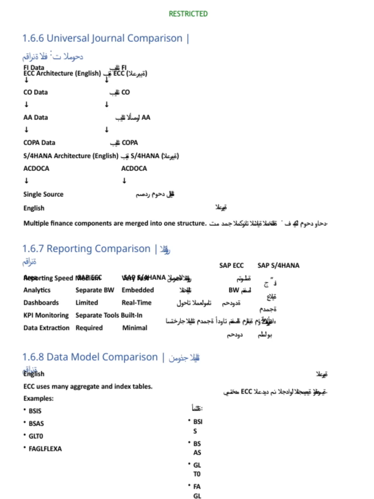Let's take a closer look at how ECC handles data with its use of many aggregate and index tables. Some common examples you'll see are BSIS, BSAS, GLT0, and FAGLFLEXA. These tables support the detailed financial reporting and analytics within ECC. This approach contrasts with newer systems, where data models are simplified and consolidated. Understanding these tables helps us appreciate the complexity and structure behind ECC's reporting capabilities. It's a key piece in comparing how data is managed across different SAP environments.